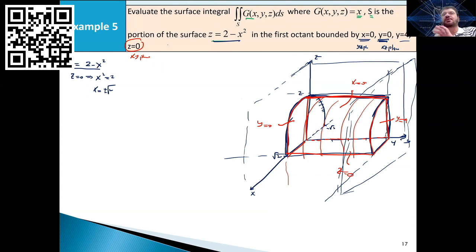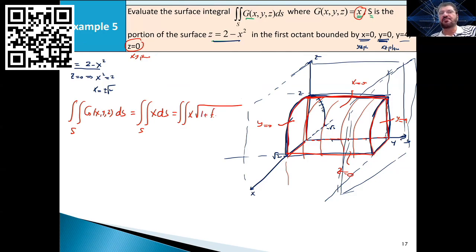What do we need to do now? We need to integrate this one. So what do we say? He wants to find the integration of G of X, Y, Z over S. This is a double integration. G is given to be X. Now we say dS over S. But what does the formula say? This is equal to the double integration of x times the square root of 1 plus fx squared plus fy squared dA over R.